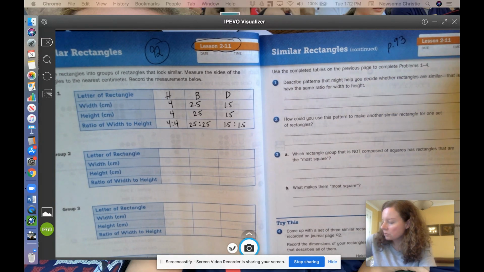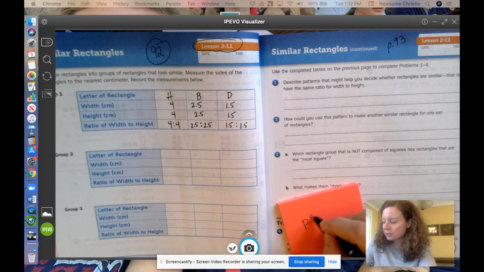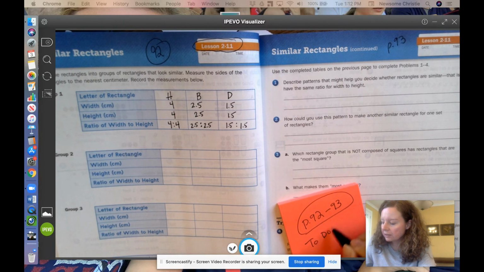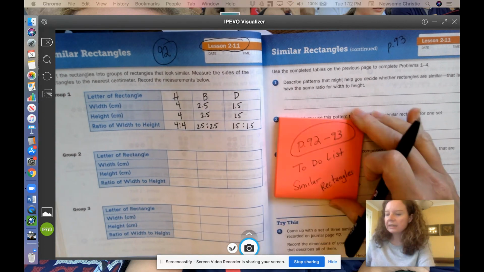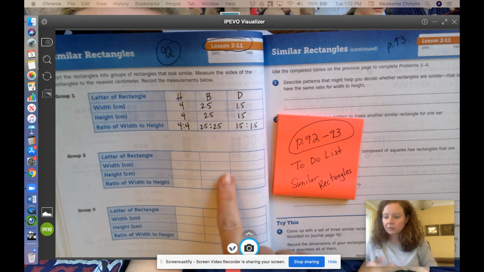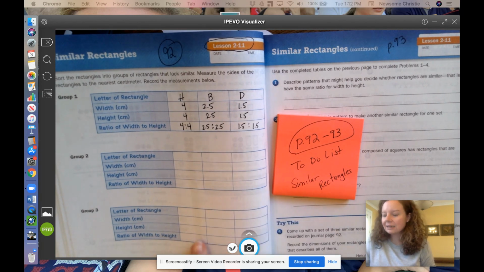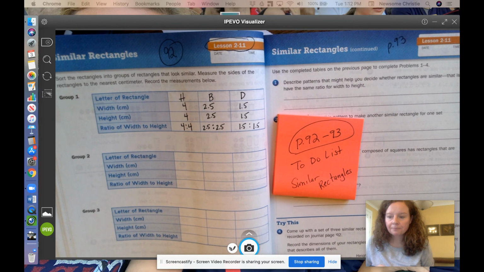So that is what I'm going to have you do today on your own. So page 92 and 93 is your to-do list. And you are working with these similar rectangles. And when we get together at 9 o'clock, we'll see if my measurements match your measurements and if we can see the common ratios of width to height with each group. Okay? All right. Good luck. Let me know if you have questions.